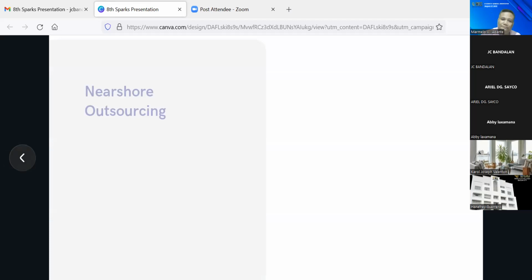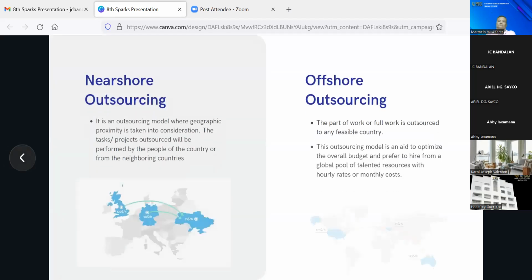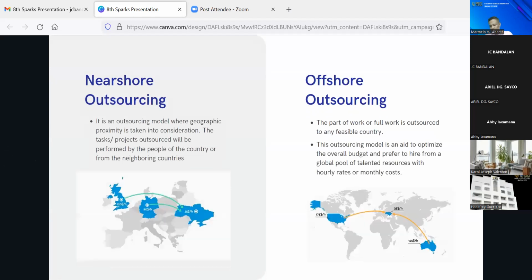Now, there are different categories of outsourcing na tinatawag natin. Hindi naman siya practical. It is an outsourcing where geographic proximity is taken into consideration. The task or project outsourced will be performed by the people of the country or from the neighboring countries. So hindi masyadong malayo. It's possible that, for example, a project in the Philippines would outsource some IT services from, say, for example, Taiwan, then that's considered actually as nearshore.